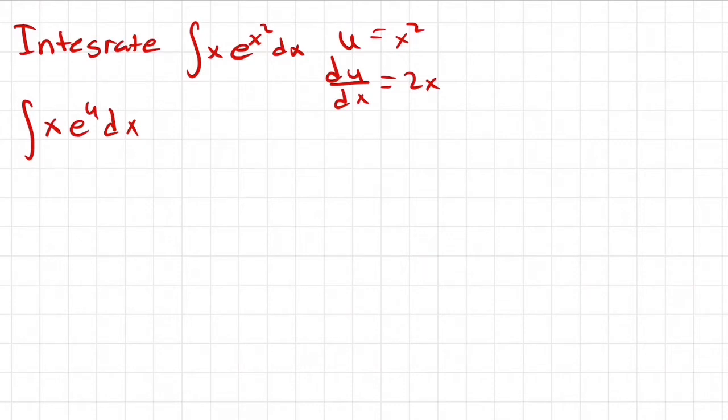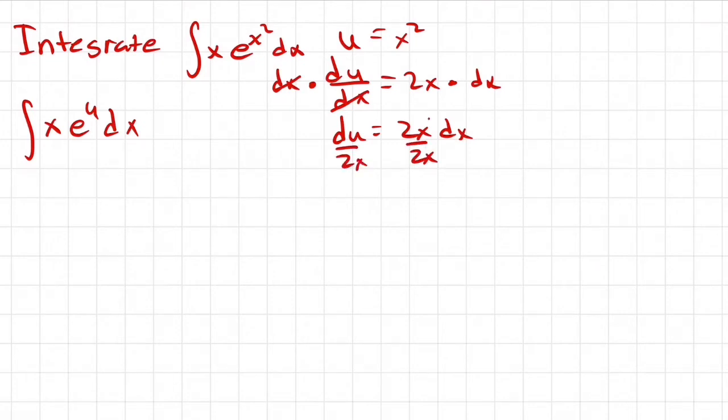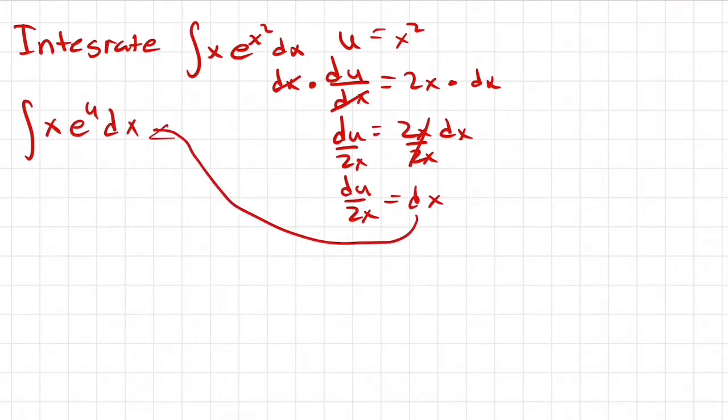And the reason why this is 2x is because I used the power rule. Now I'm going to solve for dx. I'm going to multiply both sides by dx. As you can see, on the left hand side, the dx in the numerator cancels out with the dx in the denominator, and I can rewrite this as du is equal to 2x multiplied by dx. Now I'm going to divide both sides by 2x. As you can see, these cancel out, and we can simplify this to du over 2x is equal to dx.